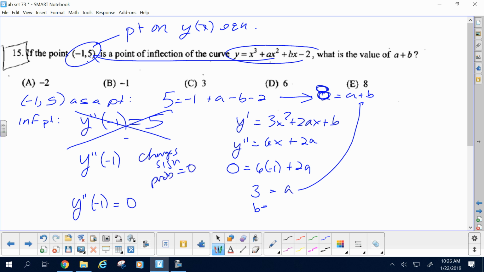If I put that point in, I get 5 equals negative 1 plus a plus b minus 2, yeah? And that tells me that 8 equals a plus b. Now you're locked into thinking, I need to find a and I need to find b. But do I? No. You want to find a minus b. And what's a minus b?